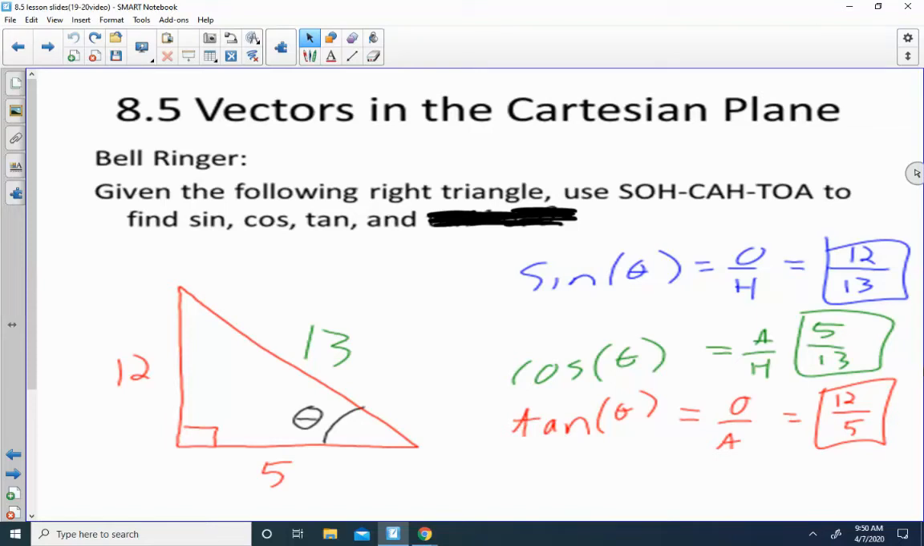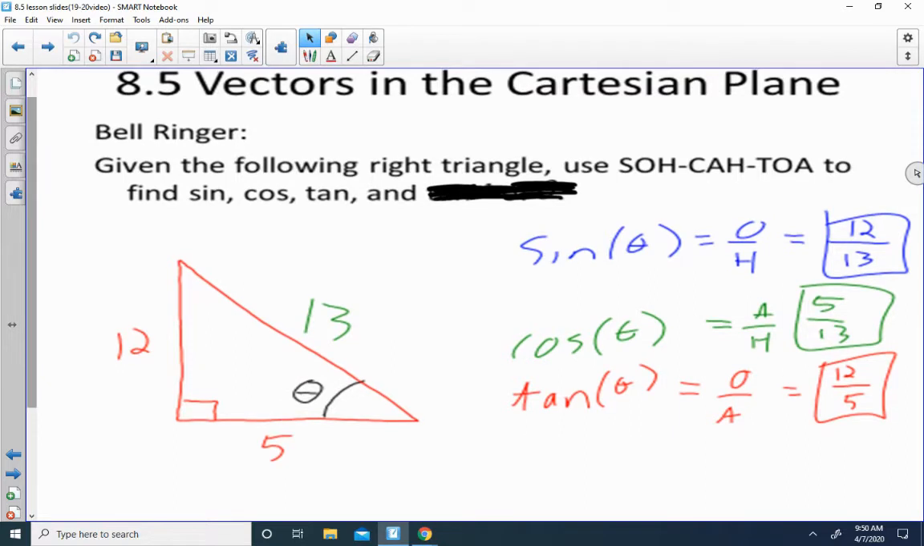Hello, trigonometry, and welcome to part 2 of 8.5, vectors in the Cartesian plane. Before I get to the main thing, I just want to give you a review of SOHCAHTOA. So let's look at this quick bell ringer. Given the following right triangle, use SOHCAHTOA to find sine, cosine, and tangent.